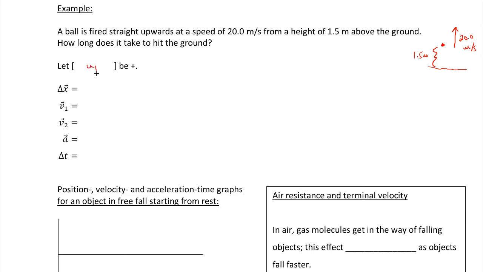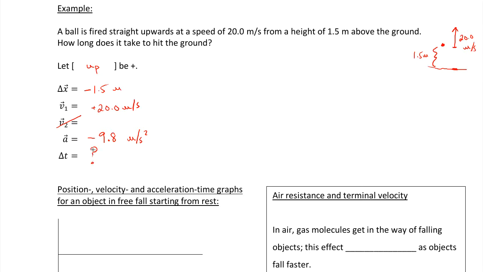Let's let up be positive because it starts off moving upwards. Therefore, the displacement that we actually want it to move in by the end of the question is negative 1.5 meters. It needs to be 1.5 meters below where it started. It starts here, and at the end of the problem, we want it to hit the ground. V1, however, is in the upwards direction, so it's positive 20.0 meters per second. We don't know V2. If we've defined up as positive, then our acceleration is negative 9.8 meters per second squared because it's 9.8 meters per second squared down, and up is positive, down is negative, and the time is what we're looking for.